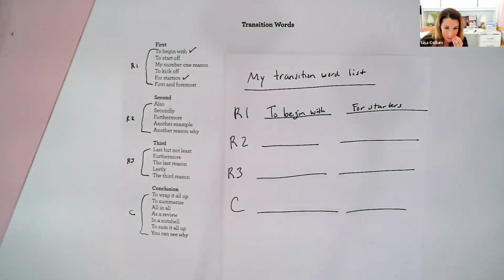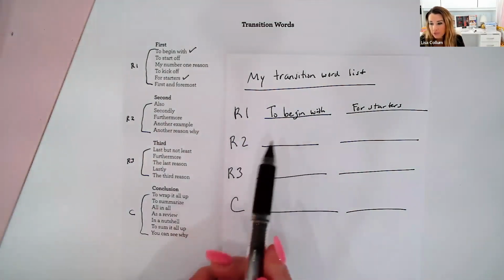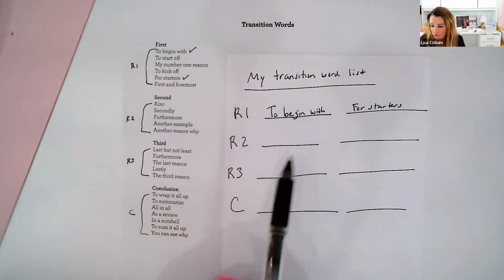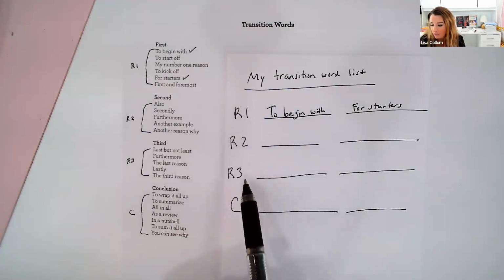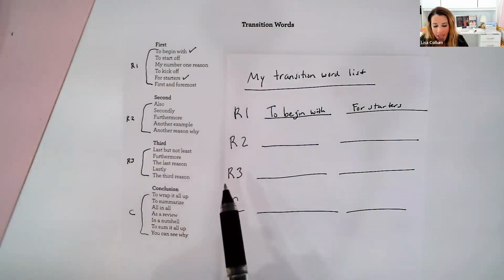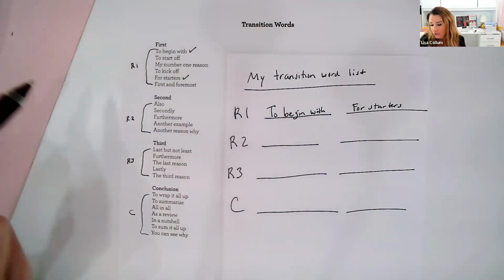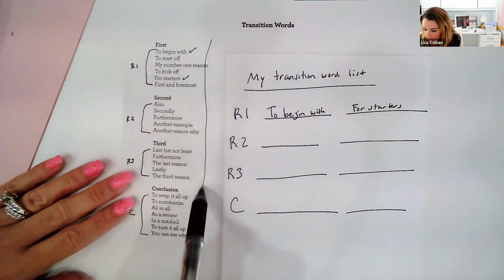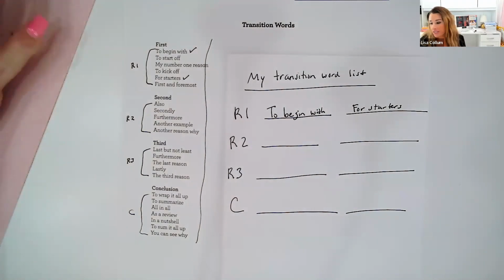Okay. Now I want you to do the same thing. I want you to pick your top 2 ways for R1, your top 2 transition words for R2, your top 2 transition words for R3, and your top 2 transition words for conclusion, and use this list here to pick them. Okay, so I'm going to give you a few minutes to fill out your transition word list.